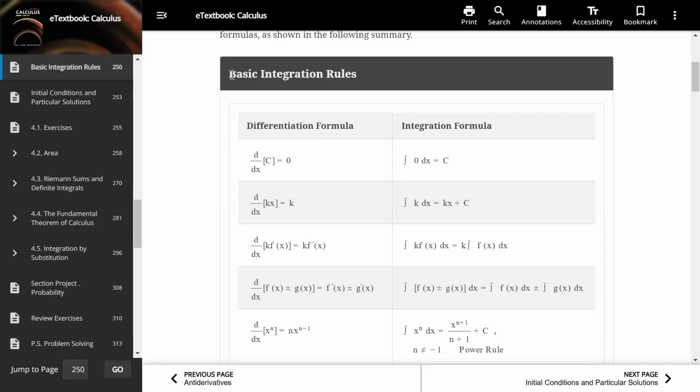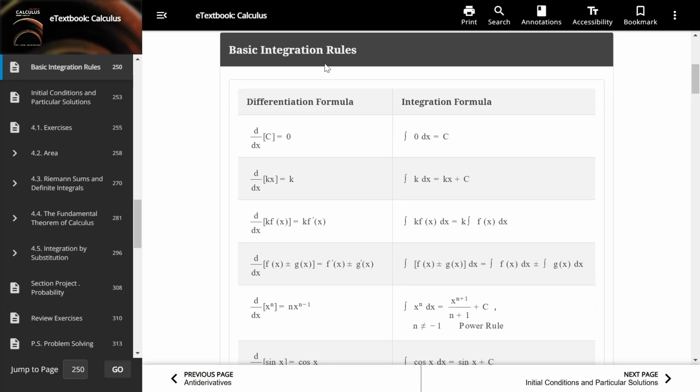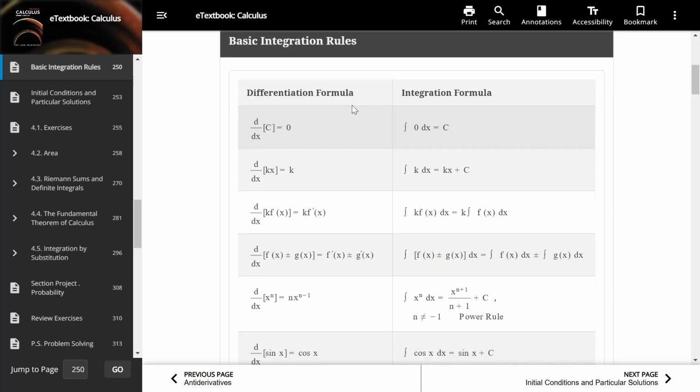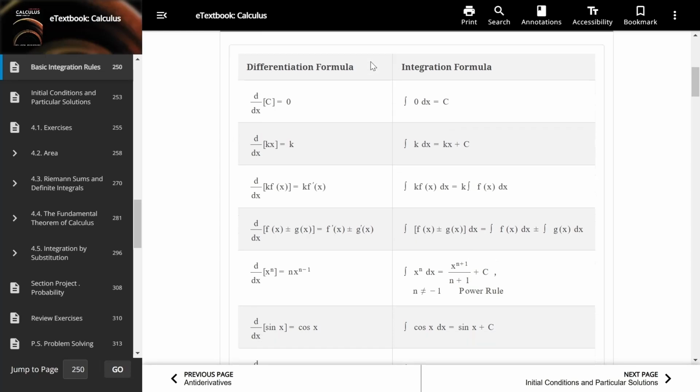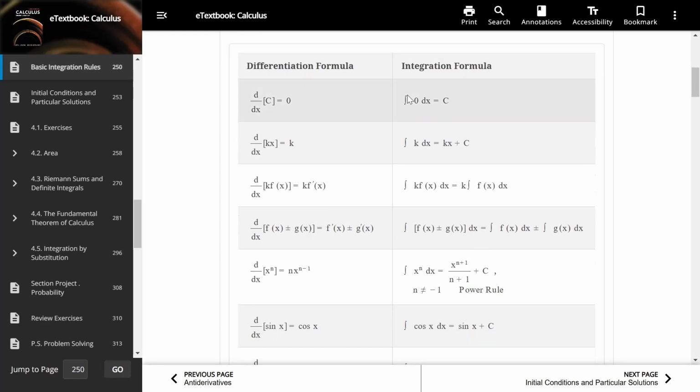Now we can start talking about how to find antiderivatives, or how to find that original function that we are searching for. Usually, in the exercises we've done so far, we try to find that original function using intuition, but intuition won't always give us the right answer. So this is where the basic integration rules come in handy. What the basic integration rules say is that they give you a bunch of rules that you need to follow in order to integrate a certain function.